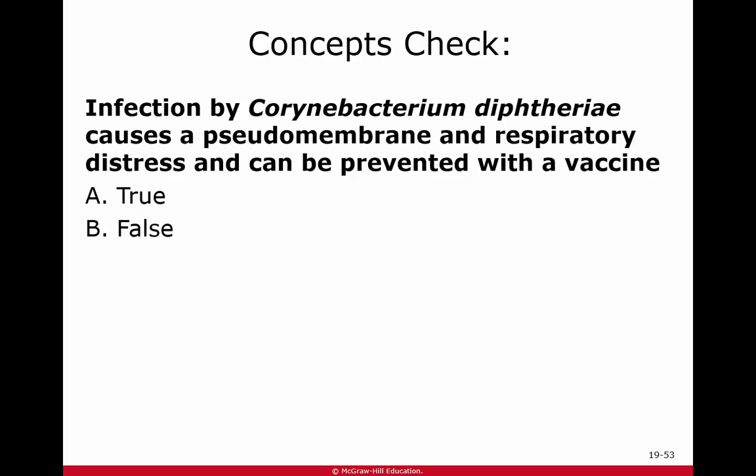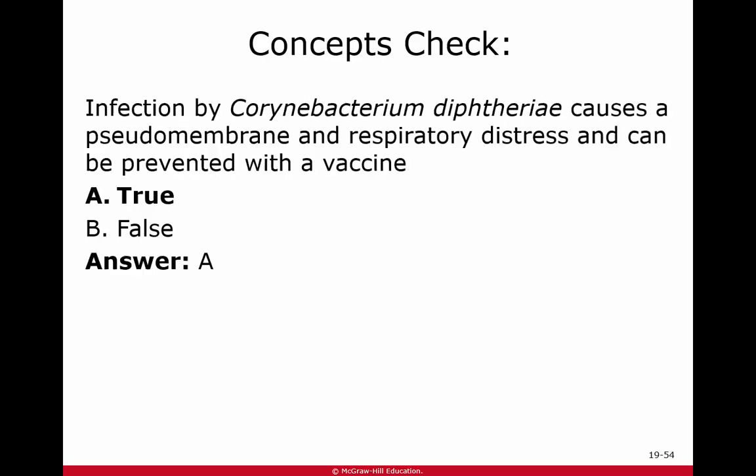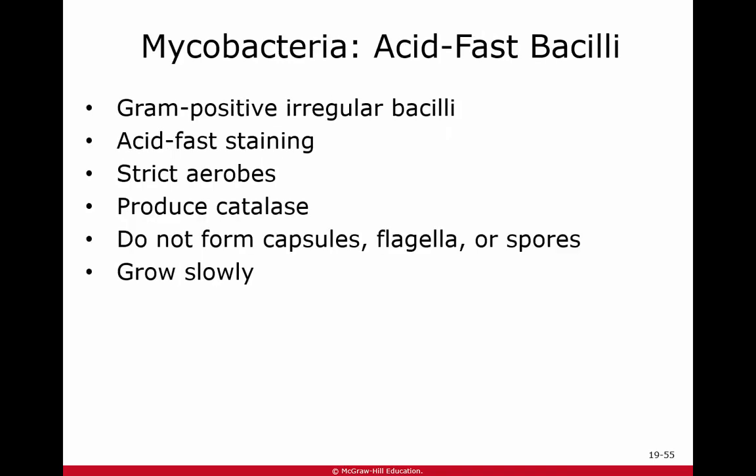All right, so infections by Corynebacterium diphtheriae cause a pseudomembrane and a respiratory distress that can be prevented with a vaccine. Is that true or false? And hopefully you said true. Remember, DTaP, the diphtheria, tetanus, and pertussis vaccine can prevent this.